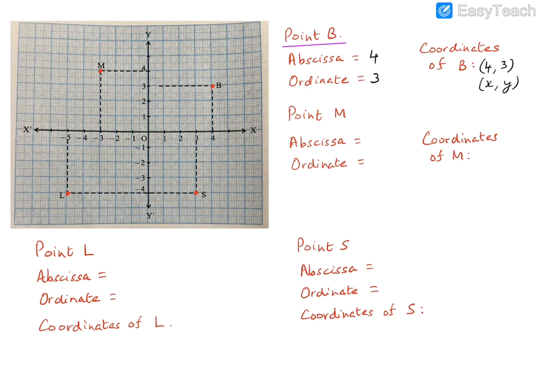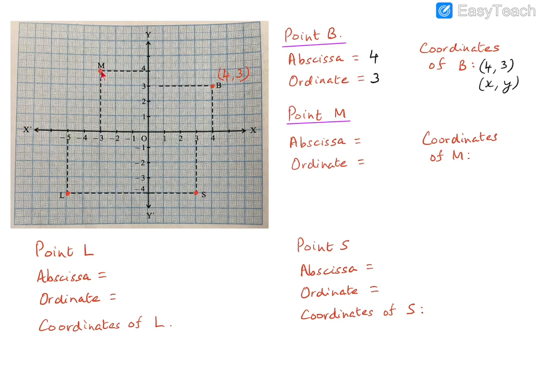Okay, so the point B can be represented by 4 comma 3. So I'll write it here. It's 4 comma 3. So the x coordinate is 4 and the y coordinate is 3. Now let's do the example for point M and see what the x and y coordinates are for the point M. So let's see.